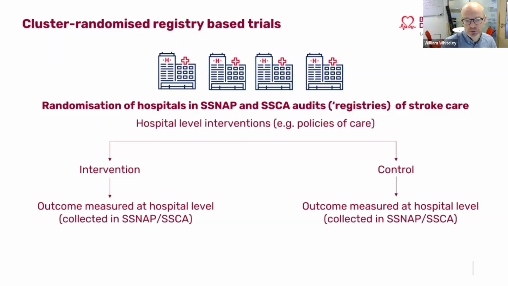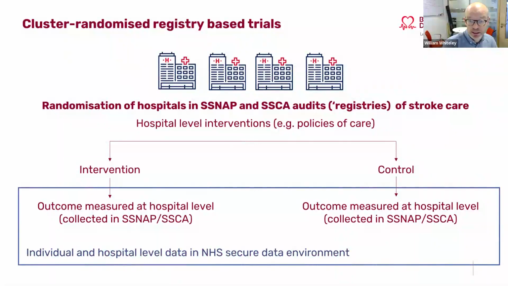So we might, for example, randomly allocate different hospitals to different interventions. So, for example, different policies of care, and measure the effect of those outcomes at a hospital rather than an individual level using data that's already collected. And we could analyze these data in the individual and hospital level data in an NHS secure environment. So we might add functions to these national audits, and that would really help us to improve the kind of inferences we draw from health quality improvement.